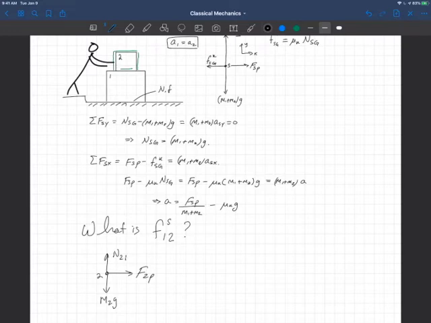And then we have a friction. Now here's where it starts to get tricky. People don't always know. Is the friction going to be to the right? Is it going to be to the left? How do you know? Well, you have to ask yourself this. Let's imagine this object were going to move. If it were going to move, which way would it move? Well, if block 2 is being pushed, it's going to move to the right.